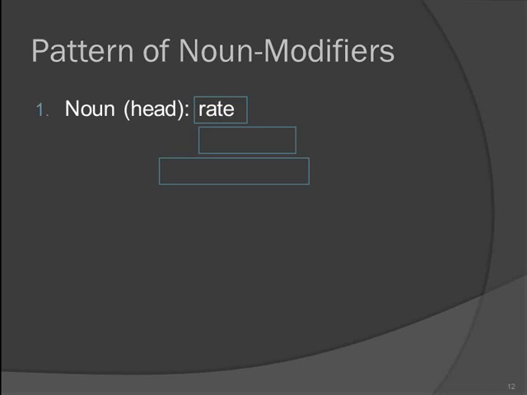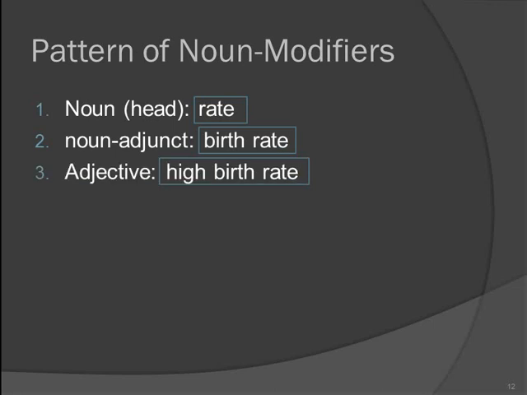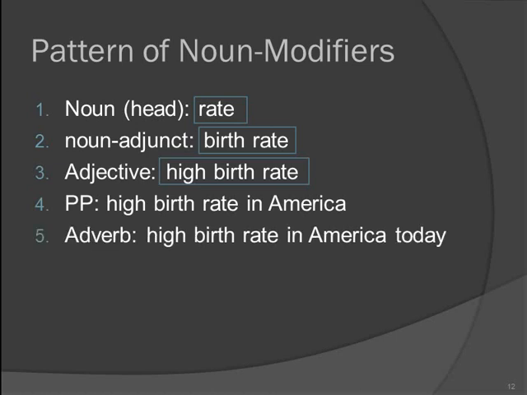Okay. Sekarang bagaimana ketika sebuah frasa terdiri dari banyak modifier? Misalnya intinya adalah membahas tentang rate, angka. And then added with noun adjunct, birth rate. Added with adjective, high birth rate. And then added with preposition, high birth rate in America. And then with adverb, high birth rate in America today. And the last one is added with a noun determiner.